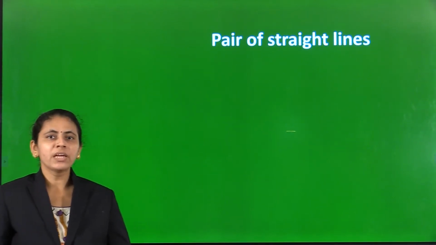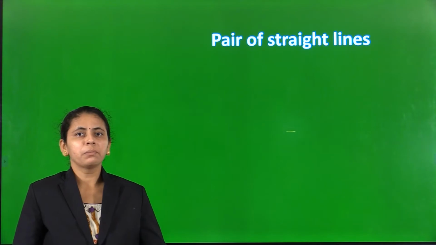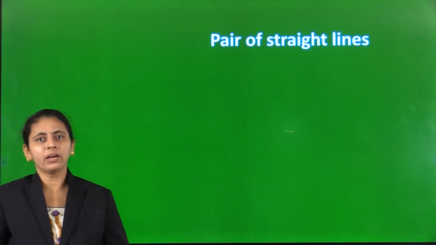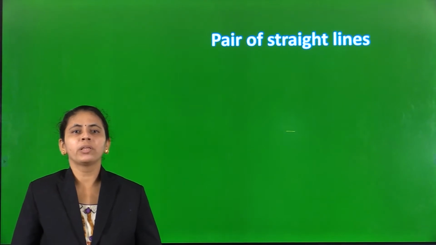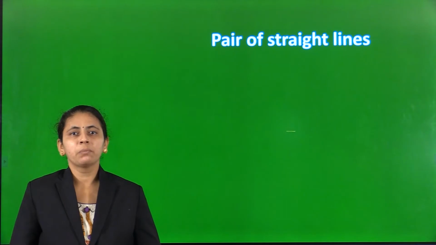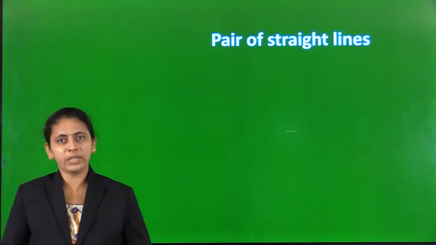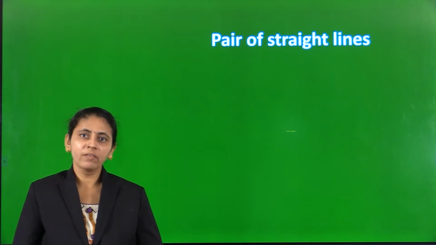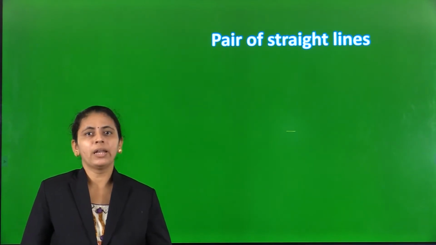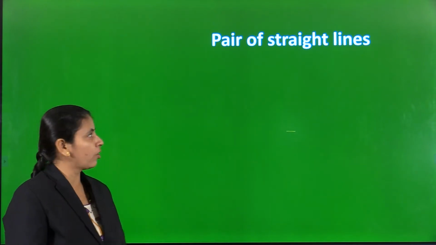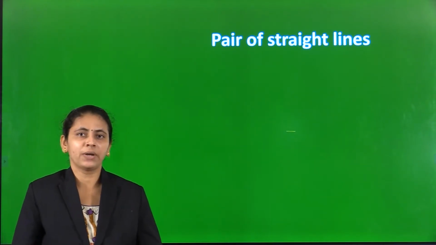Students, in the previous lecture we started the topic of pair of straight lines. In the previous lecture we studied what the general equation of a line is, what the various forms are to find the general equation of a line, and examples related to every form of the equation of a line. Today we are going to start the actual topic of our syllabus, that is, pair of straight lines.